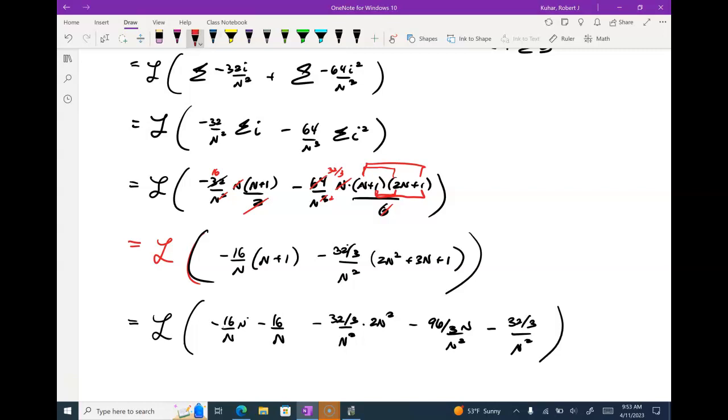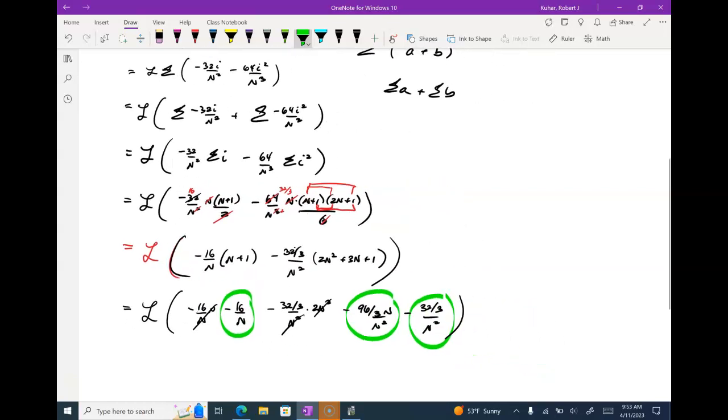Now these n's cancel, these n squareds cancel, and everything else is going to have some factor of n left in the denominator. So when I take my limit, all those pieces go to what number? Zero, right? 96 over 3 divided by 1 billion. It's getting closer and closer to 0, right?